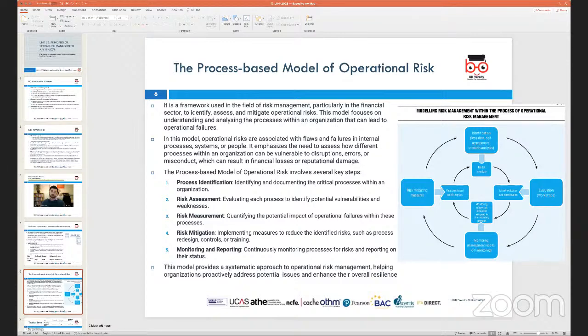Now, this model is focused on improving various processes within the organization, which allows it to reduce the likelihood of any errors, inefficiencies, or disruptions that can lead to financial losses or any sort of reputational damage.